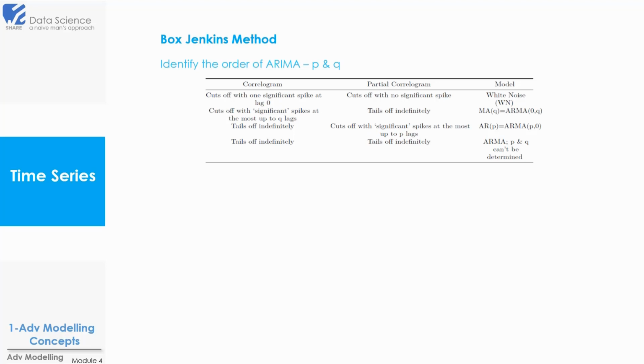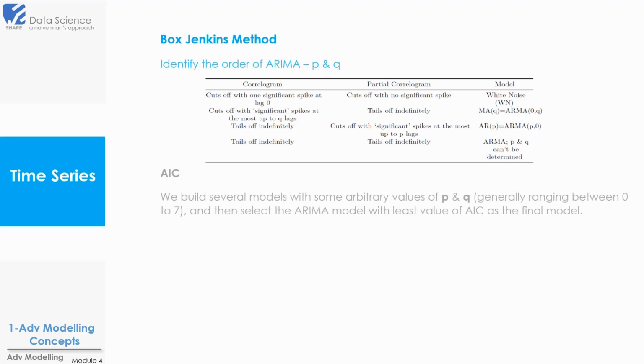Now the other method to determine the order of P and Q is using AIC. There are times when we don't get a clear-cut picture from the above plots. In those cases, we use AIC. The idea behind using AIC is simple. We build several models with some arbitrary values of P and Q. Generally, these values range from 0 to 7. And then we select the ARIMA model with the least value of AIC. So that is how we decide the order of P and Q using AIC.